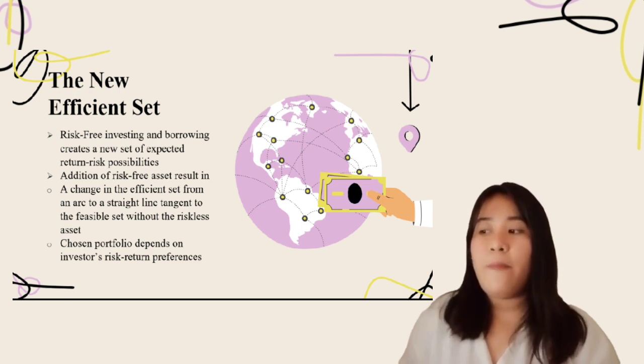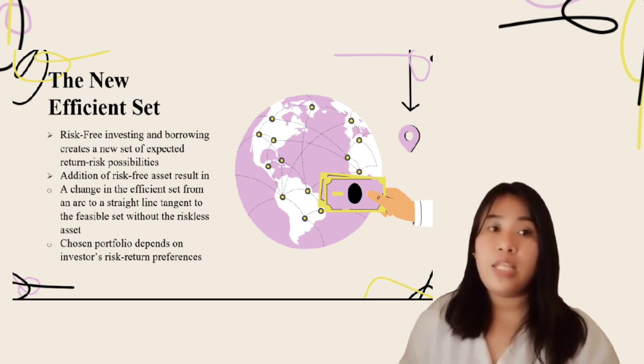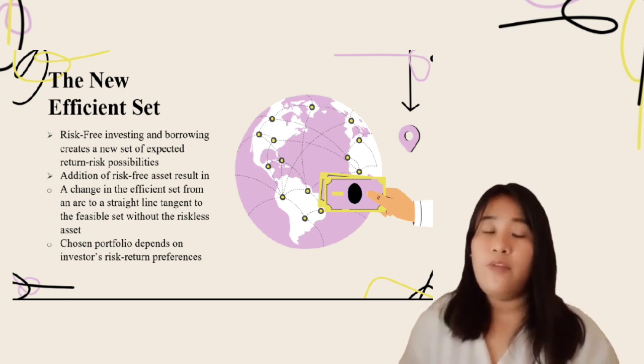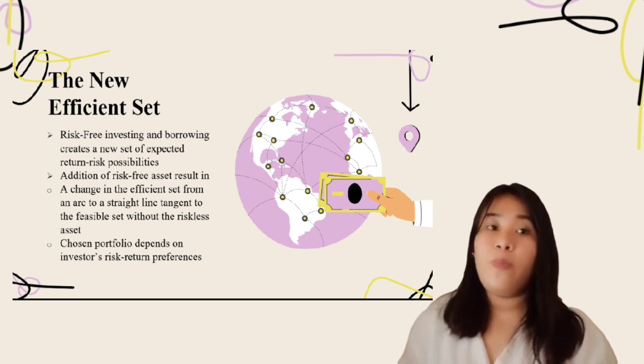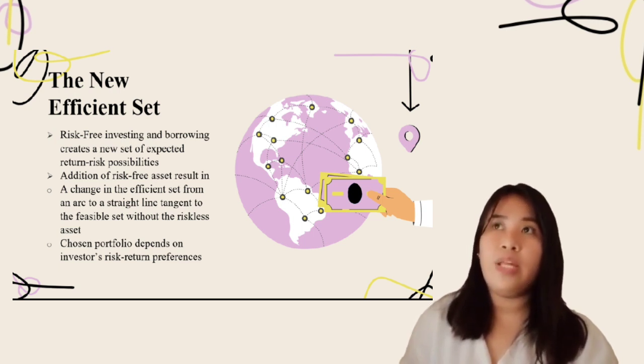So dito, may pagbabago from an arc to a straight line kasi magiging konti na lang yung risk na isusugal nila if they invest or borrow. Chosen portfolio depends on investors' risk-return preferences. So dito, yung napili mong portfolio, nakadepende yun sa investors kung ano yung preferences niya about sa risk and return.